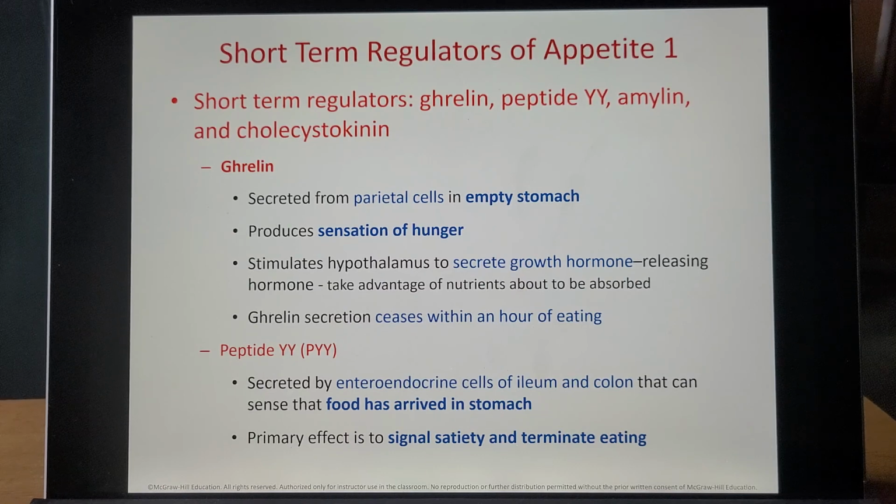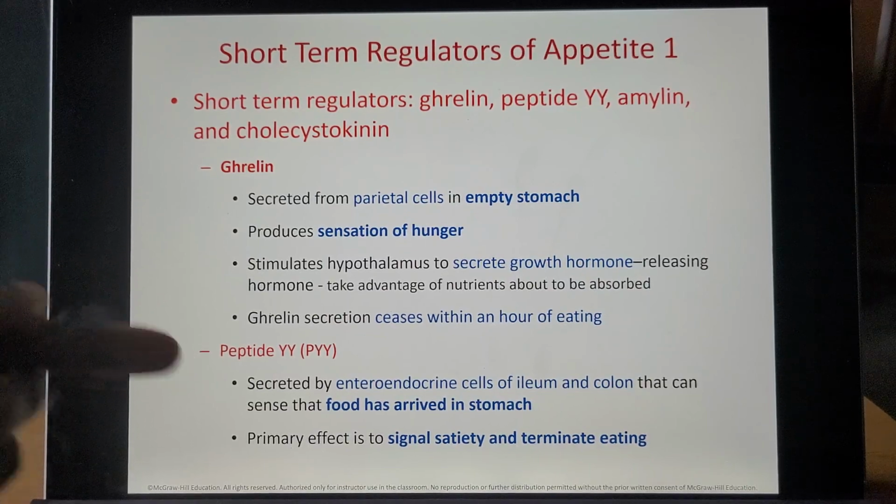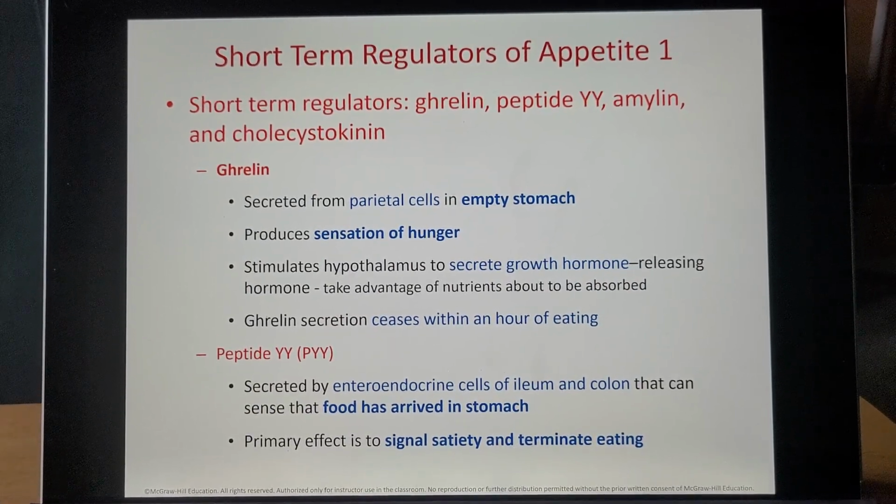The next short-term regulator is peptide YY or PYY. A lot of times you'll see that as just PYY. So this is released from our enteroendocrine cells of the ileum and the colon. So the ileum being in your small intestines and then your colon being your large intestines. So these are able to sense that food has arrived in the stomach. So they're going to signal satiety and help you to terminate eating.